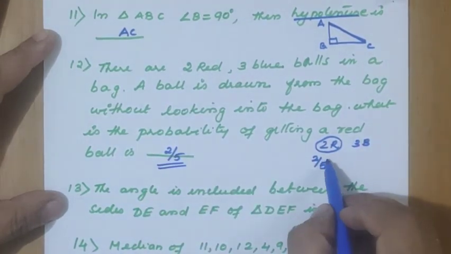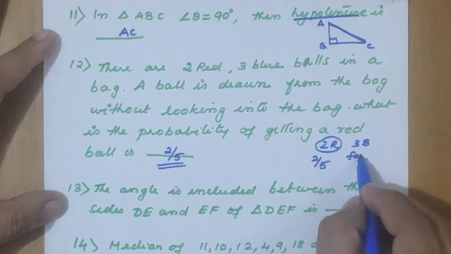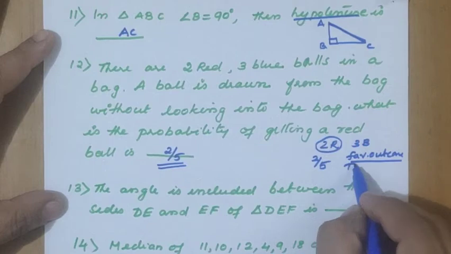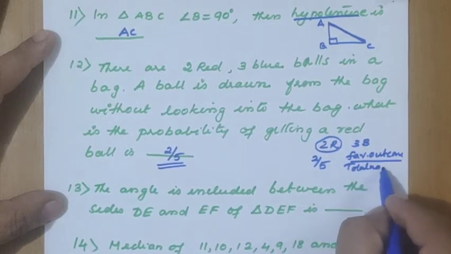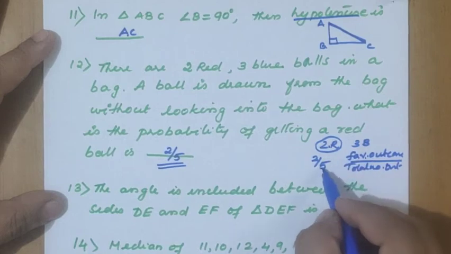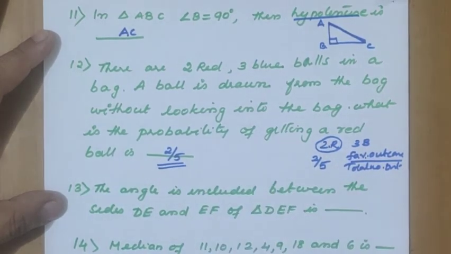So what is the formula? Favorable outcomes divided by total number of outcomes. So favorable is 2 and out of this 5, so the probability will be 2 by 5.